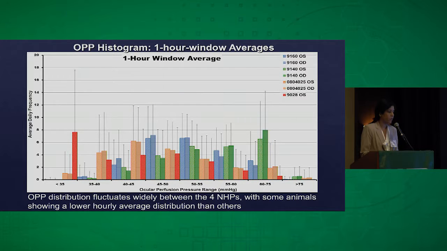Looking at the histogram for 1 hour window averages, the OPP distribution fluctuates widely between all 4 non-human primates. The animal in red tends to stay at a lower perfusion pressure around 35 to 40 for most of the day, while the animal in green has a perfusion pressure in the higher ranges around 60 to 75, while the orange and the blue animal are somewhere in between, which shows that each animal has a different distribution, and both eyes are kind of similar.